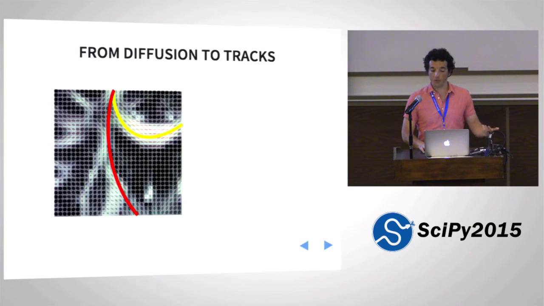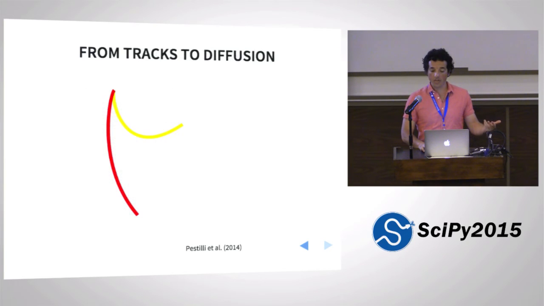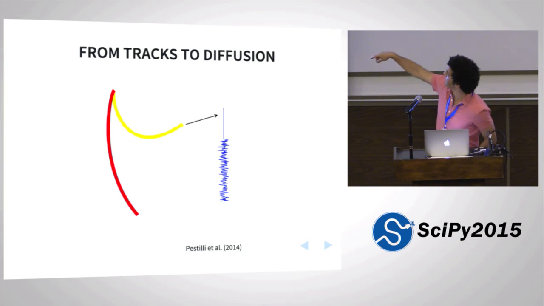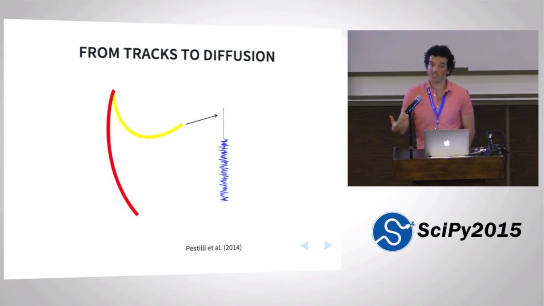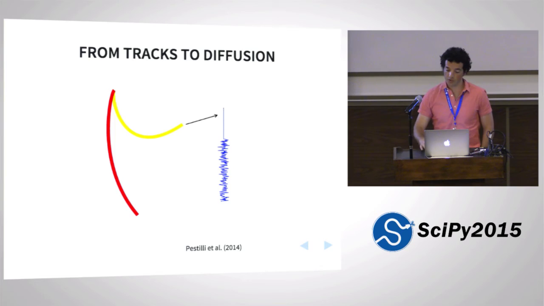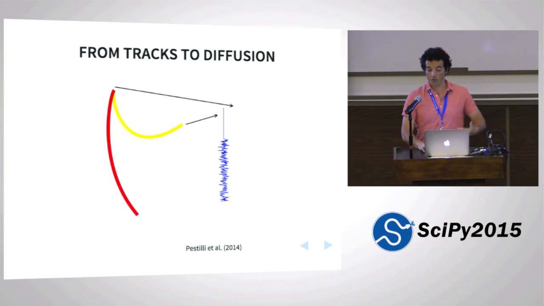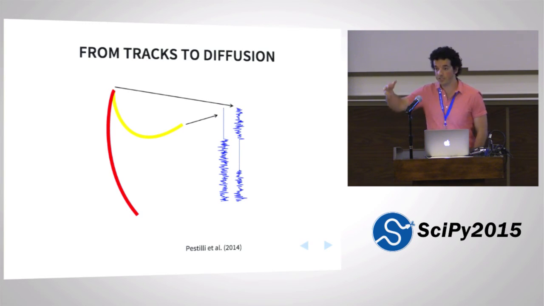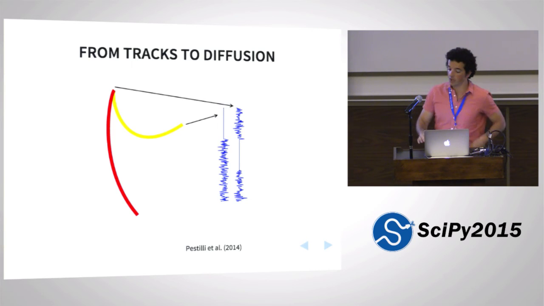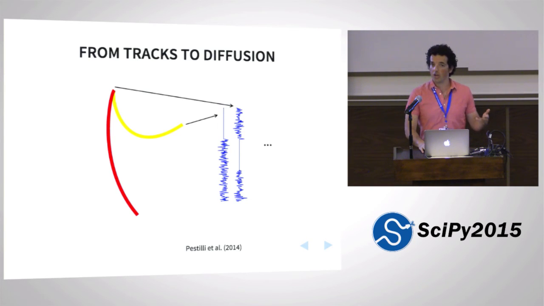The idea is that instead of going from diffusion to tracks, we now go from tracks to diffusion. So each one of these streamlines has a forward model predicting a signal in some voxels. In the voxels in which this track doesn't pass, we don't predict anything. That's that straight line. Maybe another track might predict a different signal in a collection of voxels, and we get a large matrix like that for all the tracks that we estimate.